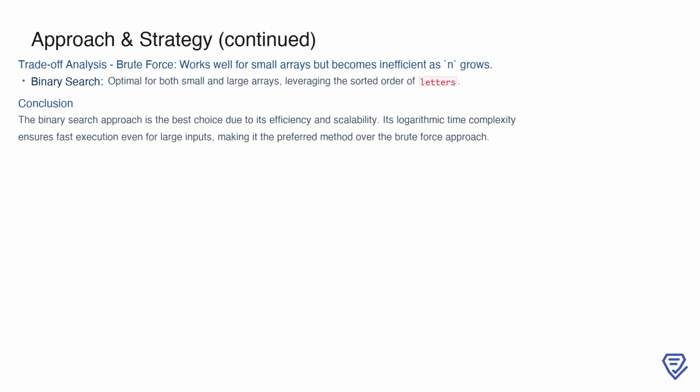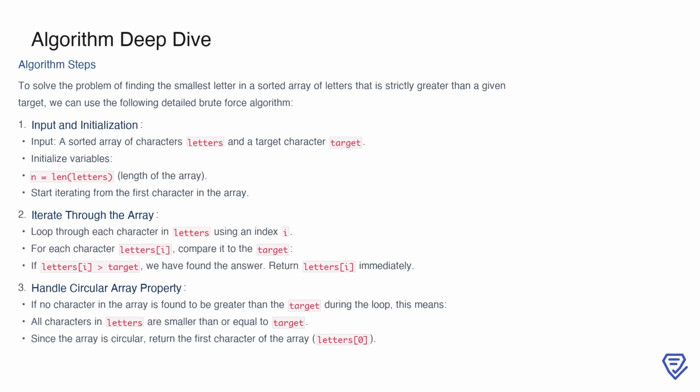To solve the problem of finding the smallest letter in a sorted array that is strictly greater than a given target, we begin by understanding the brute force approach. First, we take the input, which is a sorted array of characters called letters, and a target character. We initialize a variable n to store the length of the array. Then, starting with the first character of the array, we iterate through each letter one by one.